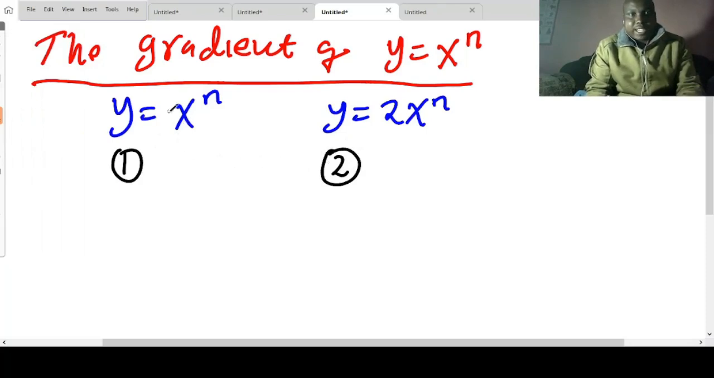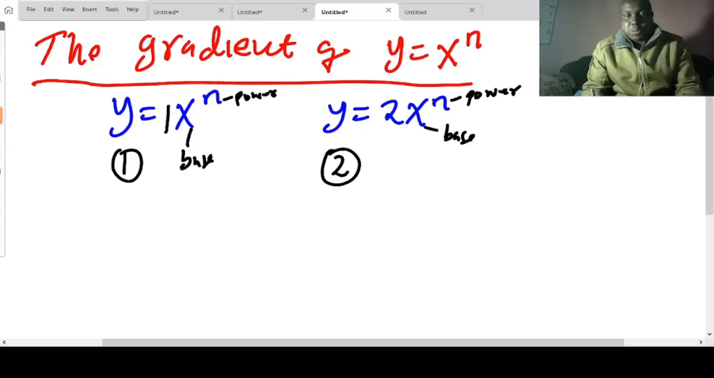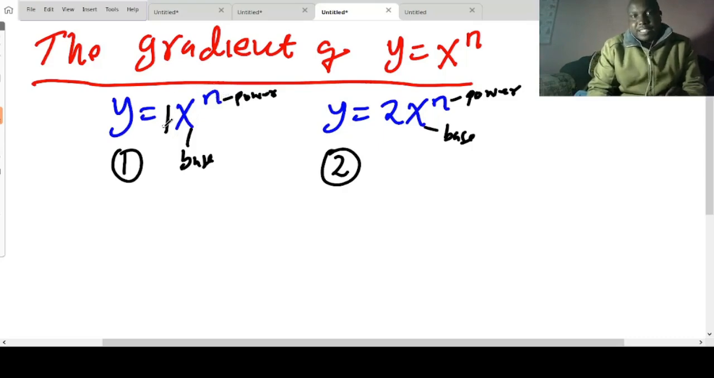The coefficient of x here is 1. We don't write 1x, but the coefficient here is always 1. So this is the coefficient of x, and x has a power, so let me say that x is the base and this is the index, which is the power. So to differentiate, to get the gradient function of this one, we take the power and we multiply it with the coefficient.